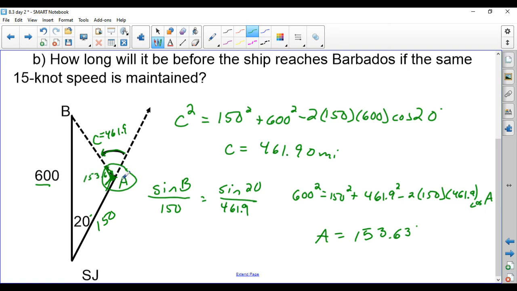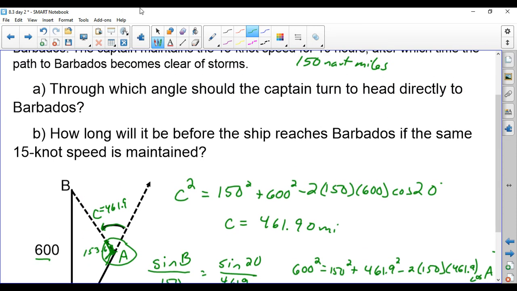So now I can go back and answer the two questions. The first question says, through which angle should the captain turn? The angle the captain should turn is out here. So that's the supplement. 180 minus 153.63 is 26.37 degrees.